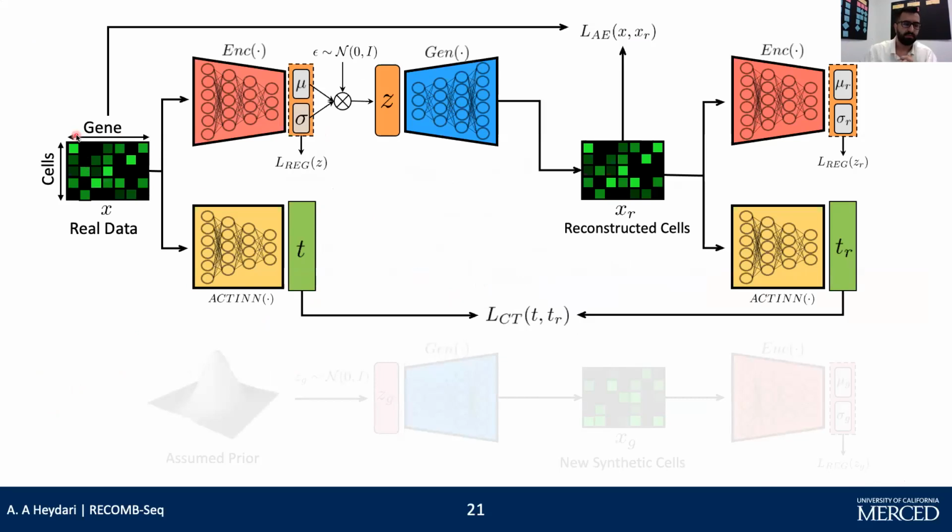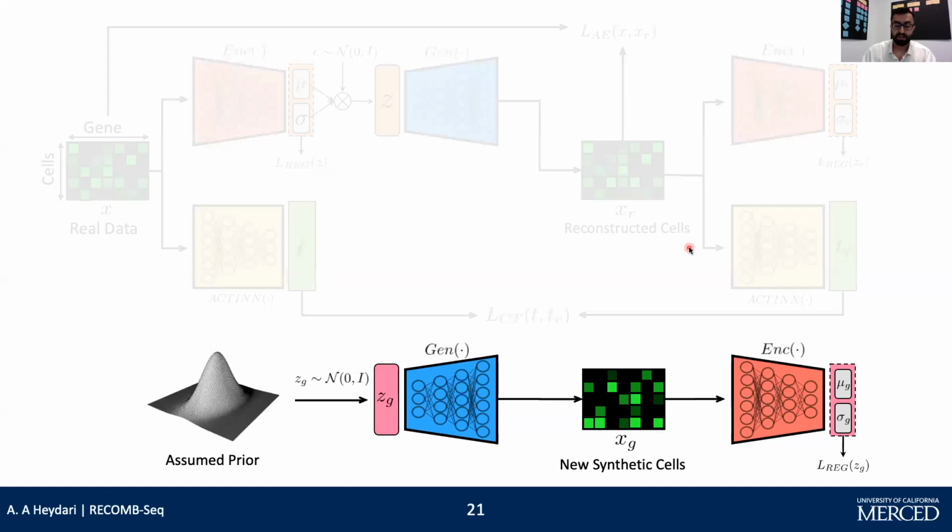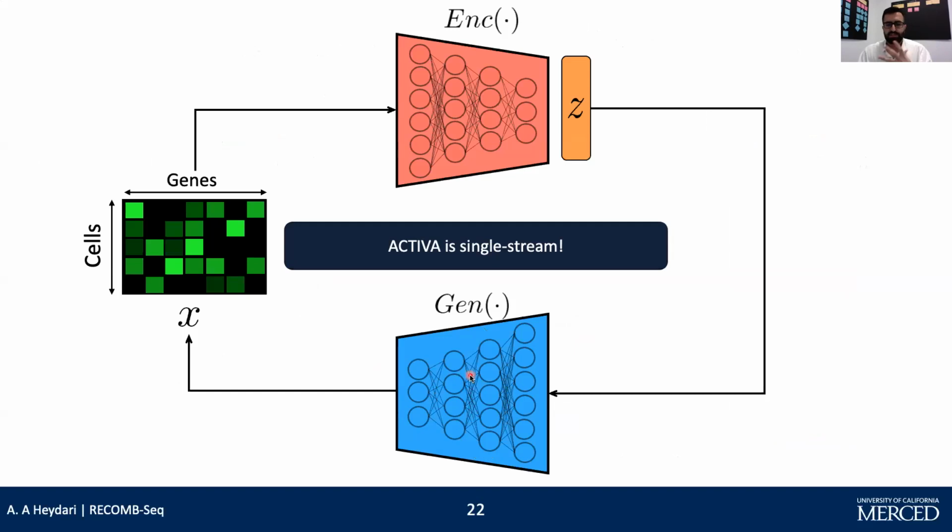First, this is the reconstruction part, where we're reconstructing all the cells. And then secondly, we're learning how to generate brand new cells that we haven't seen before. So that's the second component. As I mentioned, ACTIVA is single stream, so this happens all very quickly, much quicker than a GAN-based model with the scheduling that happens.